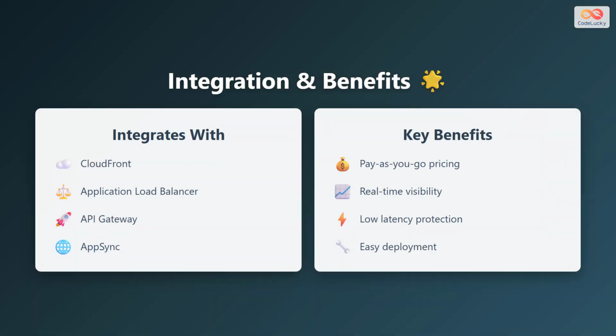AWS WAF integrates seamlessly with several AWS services. You can attach it to CloudFront distributions, application load balancers, API Gateway REST APIs, and AWS AppSync GraphQL APIs. The key benefits include pay-as-you-go pricing with no upfront costs, real-time visibility into web traffic patterns, low latency protection that doesn't slow down your application, and easy deployment that can be completed in minutes through the AWS console or infrastructure as code.